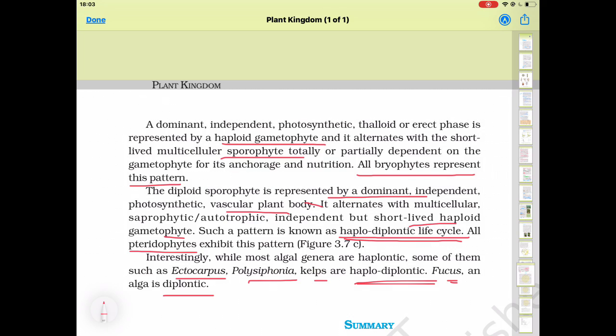With this, this chapter is complete. Next time we will start with the next chapter, that is Animal Kingdom. I hope this is clear.